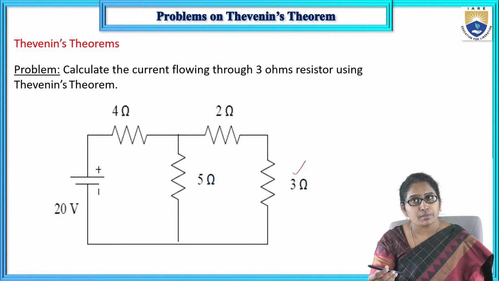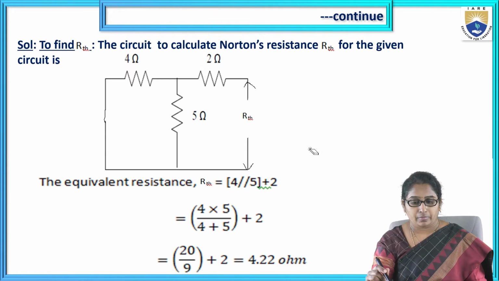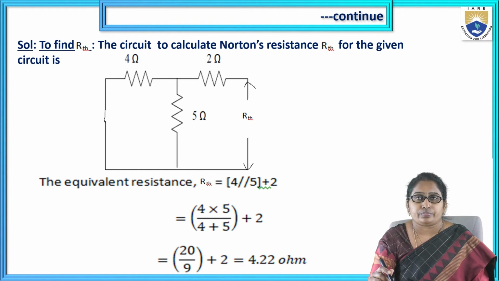So there are 3 steps. One step, first calculate Thevenin's resistance. Second step, calculate Thevenin's voltage. Third step, equivalent circuit. From that, finally calculate the current. So first step, how to find RTH, Thevenin's resistance. So we know that we replace sources by internal resistances.